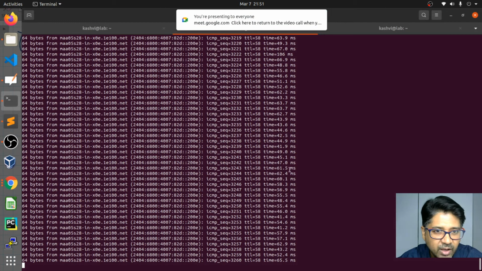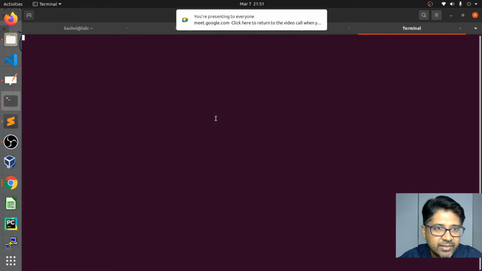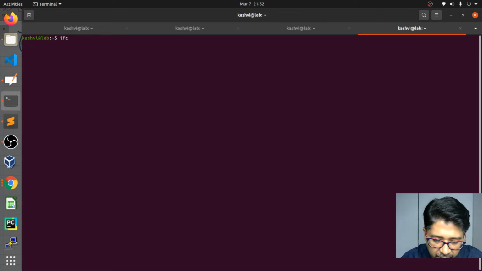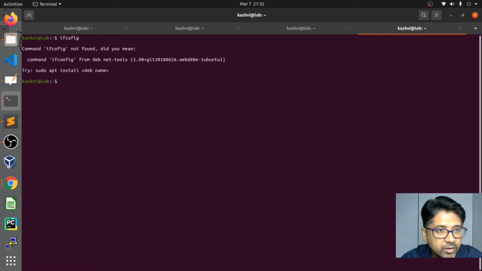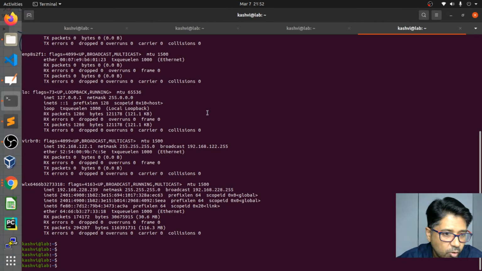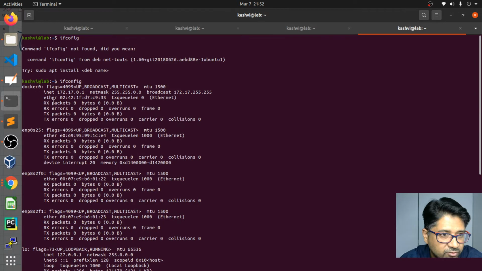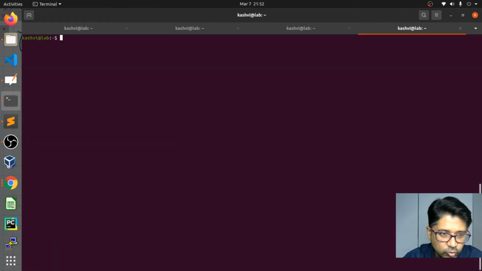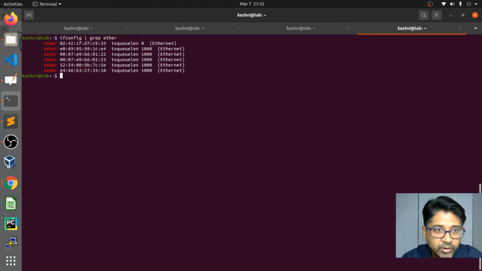How do you get it? If it is Ubuntu, you can get the MAC address like this. You have to give the command ifconfig, interface config. The spelling is wrong, that is why it isn't working. Ah yes, sorry, thank you. ifconfig. In ifconfig you will have many MAC addresses, so you can segregate using ether: give the command grep ether. It will give the MAC address.